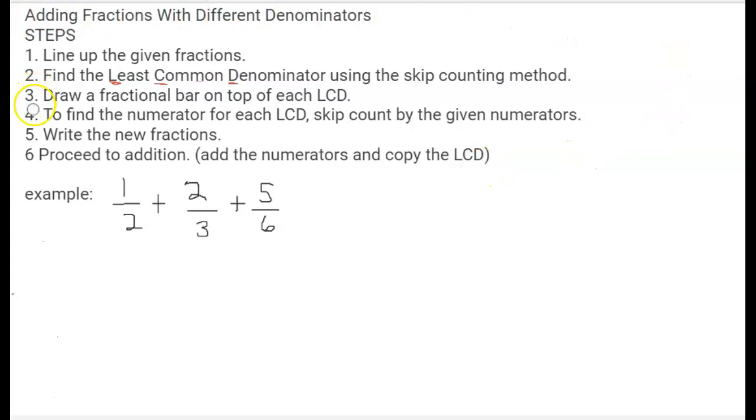I created these steps for you to have an easier and faster way of understanding how to add fractions with different denominators, okay? So I have here the first step, which is line up the given fractions. The given fractions are 1/2 plus 2/3 plus 5/6. Following the first step, I am going to line them up. So I'm going to write them in one straight line.